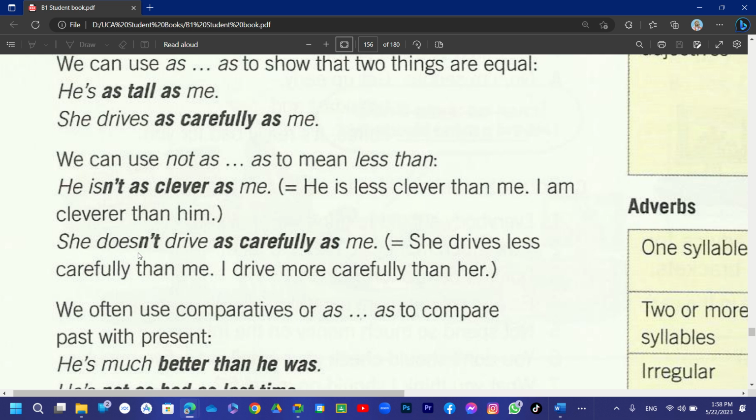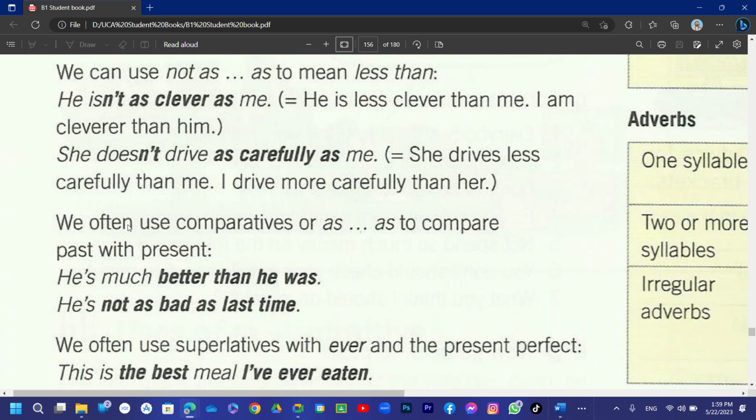Another one can be like she doesn't drive as carefully as me. See, like the not is not directly supposed to be before as. It can also come after another verb. So drive, so it is connected to the auxiliary verb here. She doesn't drive as carefully as me. It means like she drives less carefully than me. So I know, okay, she drives carefully. I know, but I drive more carefully than her. That's what you actually mean in a way.